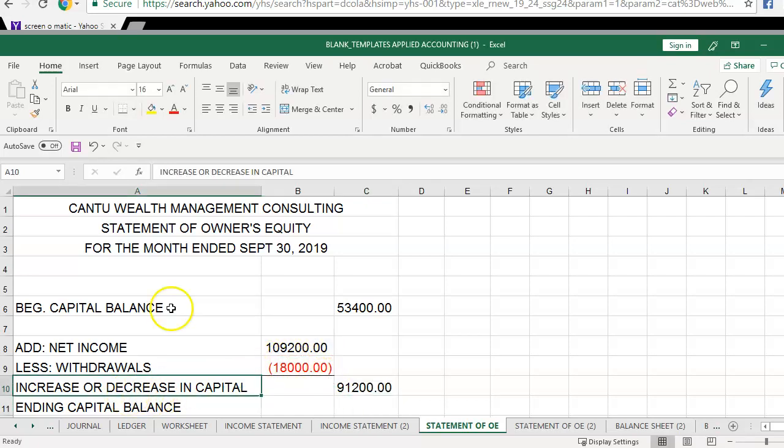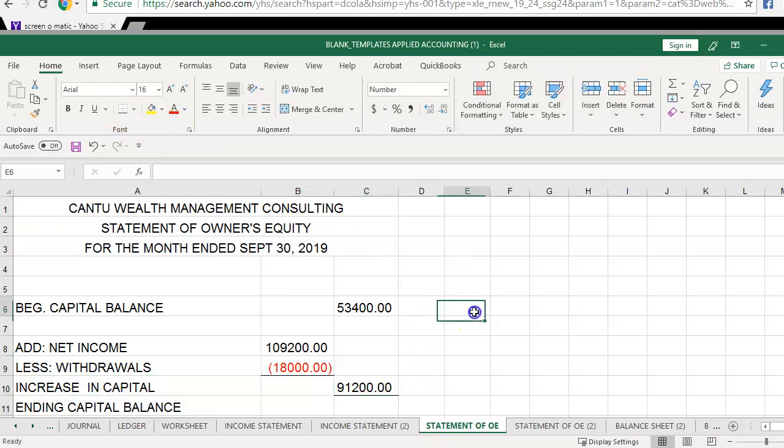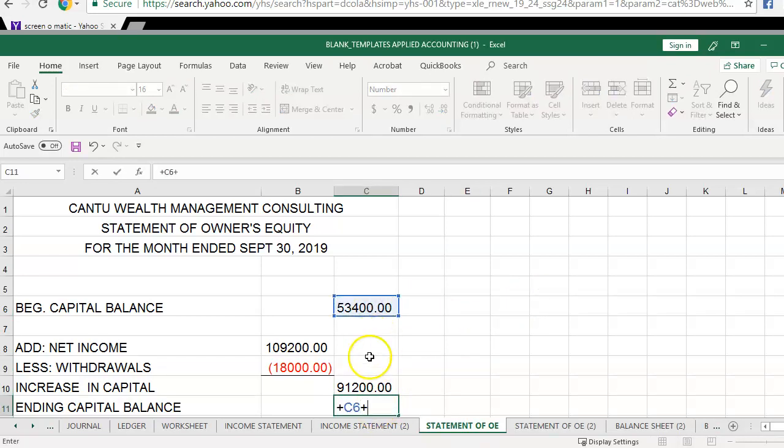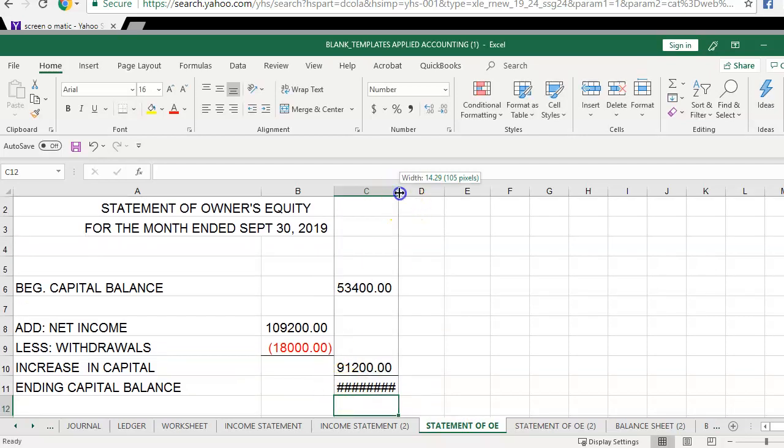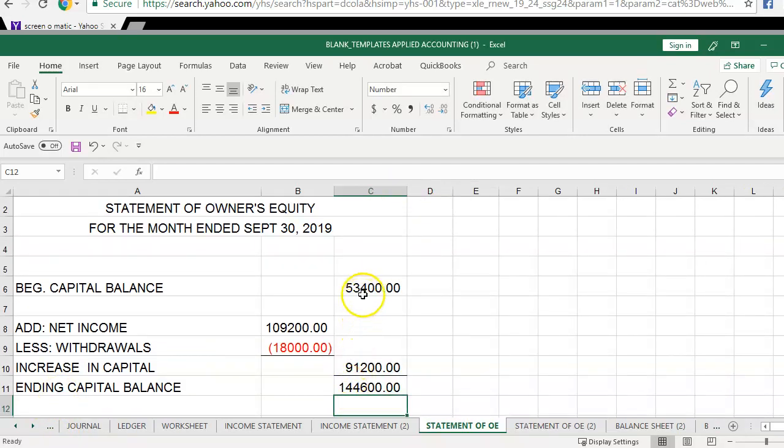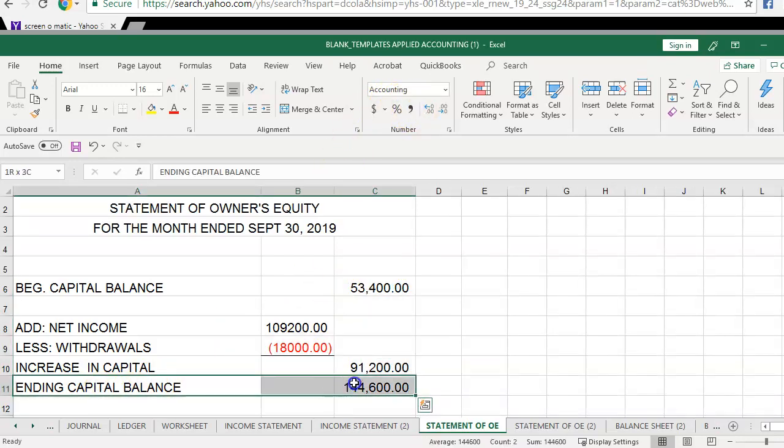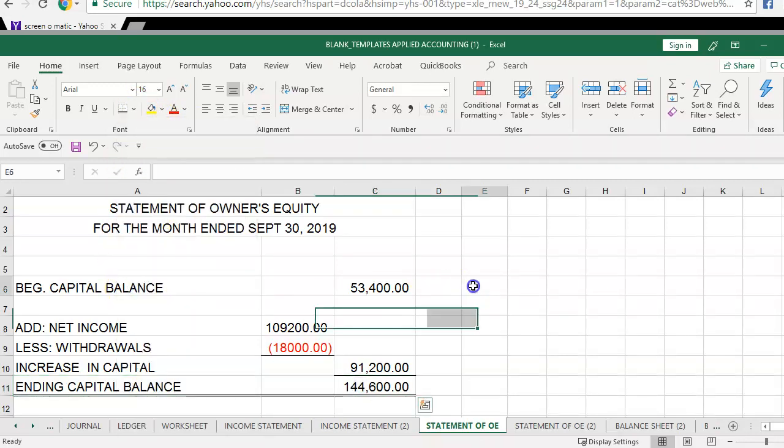Net income is higher, therefore we have an increase in capital for this illustration, increase in capital in the amount of $91,200. We're going to add the increase in capital to our beginning capital balance, and that would give us ending capital in the amount of $144,600. The statement of owner's equity shows the change in the owner's capital balance.